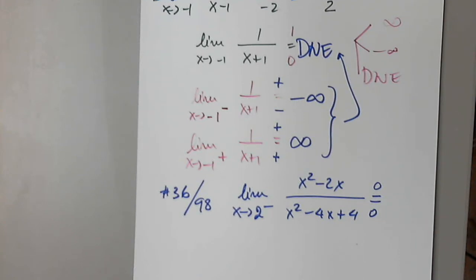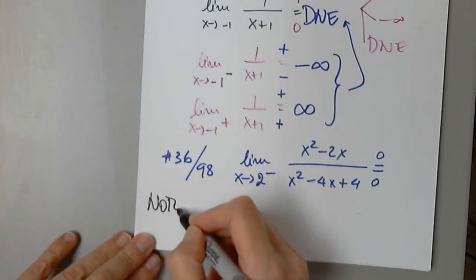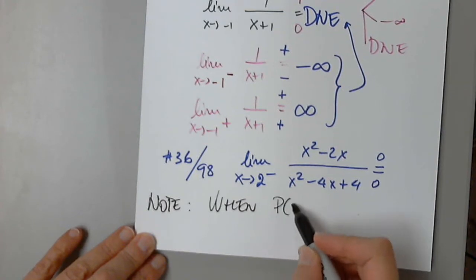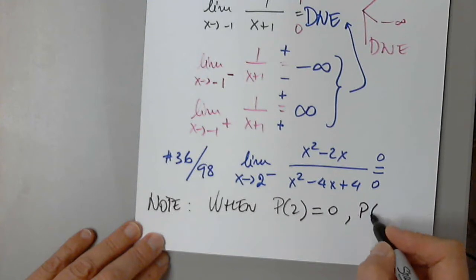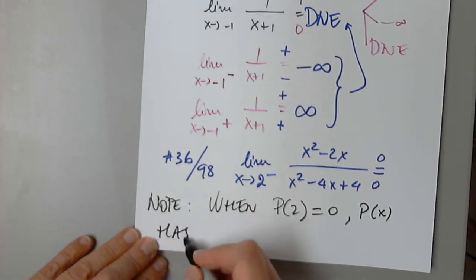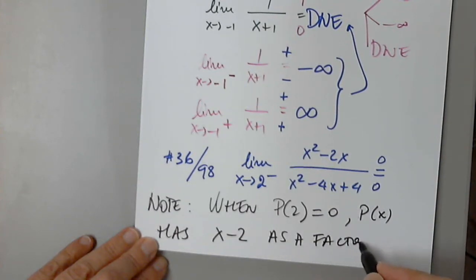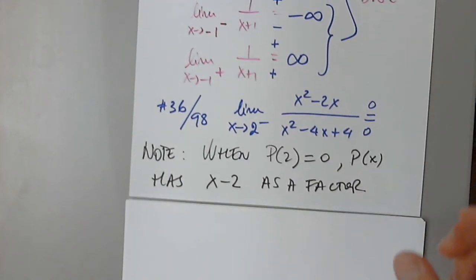Indeed, x minus 2. When we plug in 2 in a polynomial and we get 0, that polynomial has a factor of x minus 2. Let me write this note for you. It's very important. When p of 2, a polynomial evaluated at 2, is 0, p of x has x minus 2 as a factor. The remainder and factor theorem.